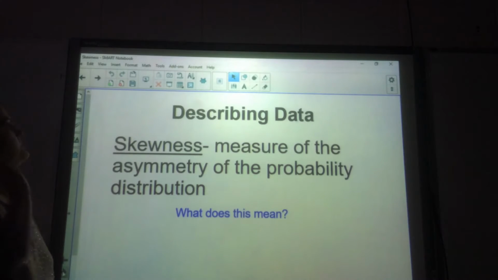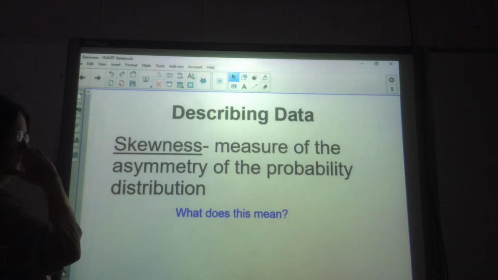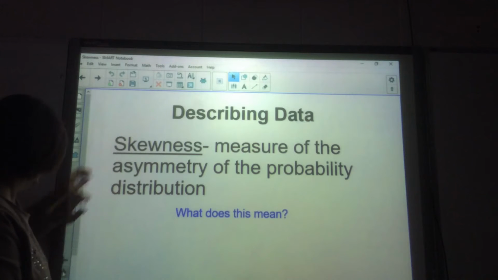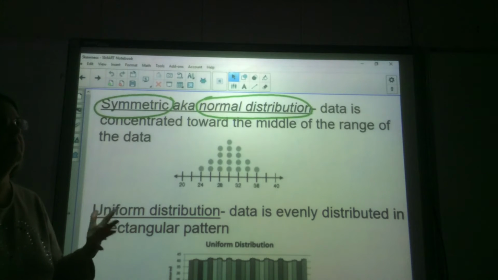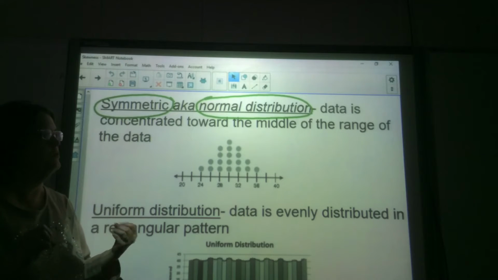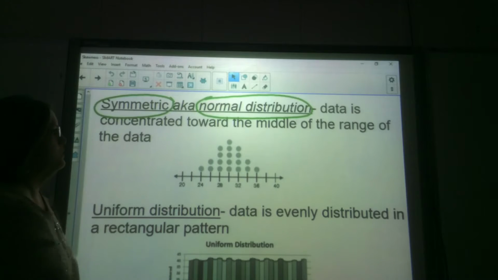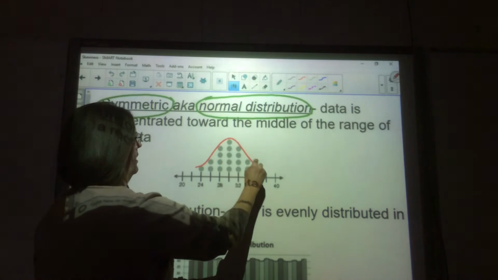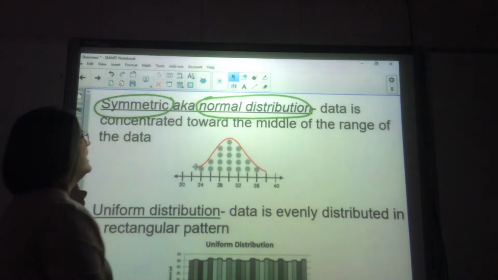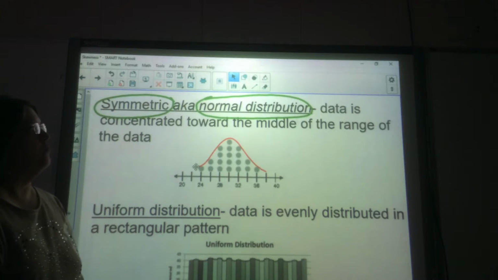All right. Skewness is a measure of the asymmetry of the probability distribution. What does this mean? Well, you have all kinds of words that you use to describe data. If you look at this data here, it's a dot plot and it looks like a bell. We call this being symmetric or having a normal distribution.